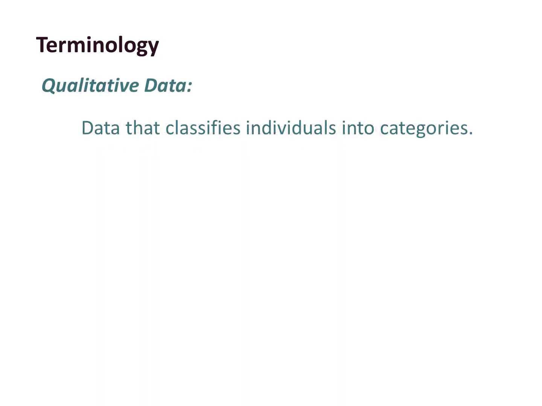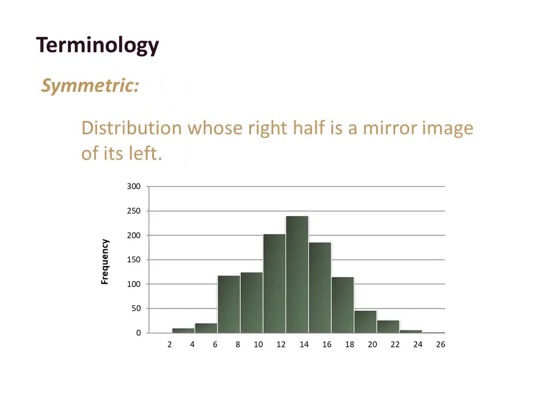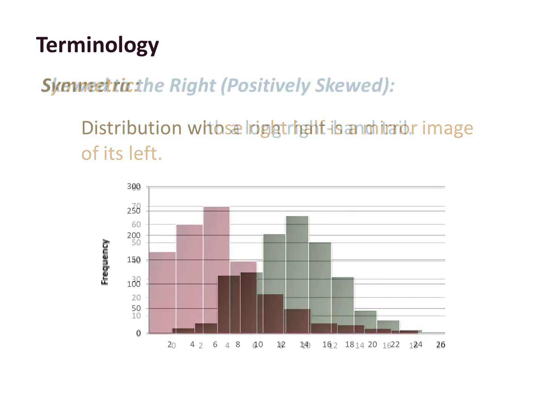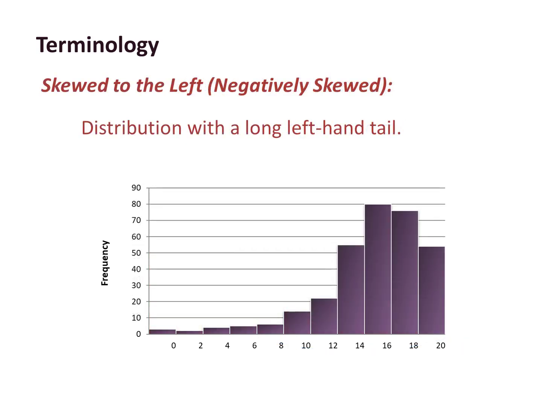Qualitative data classifies individuals into categories. Quantitative data tells how much or how many of something there is. A distribution of data is symmetric if its right half is a mirror image of its left. A distribution is skewed to the right or positively skewed if it has a long right-hand tail. And a distribution is skewed to the left or negatively skewed if it has a long left-hand tail.